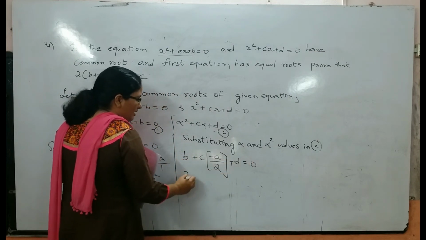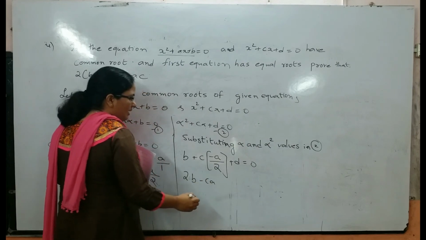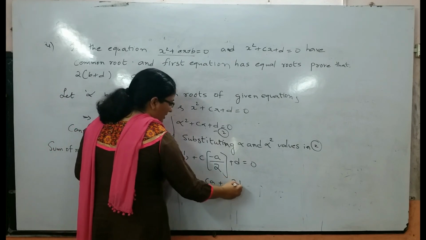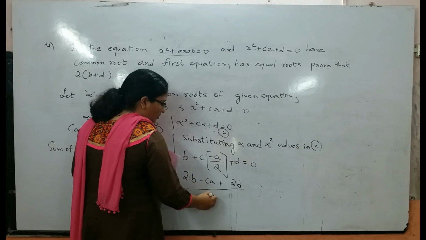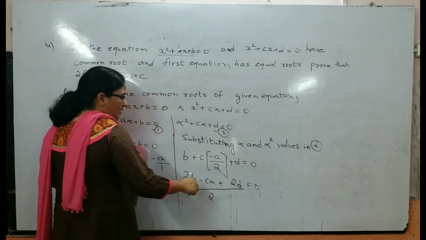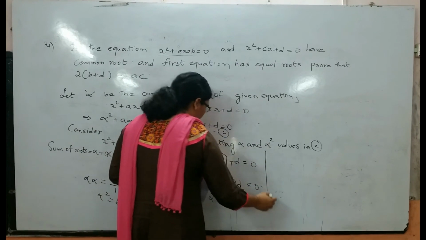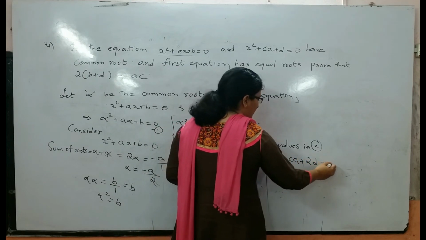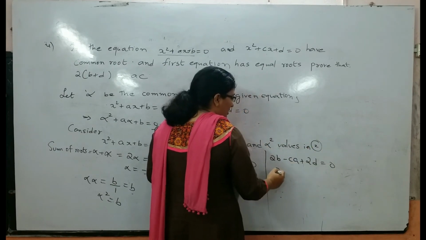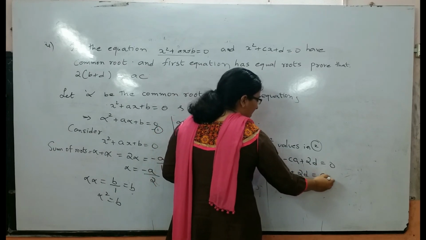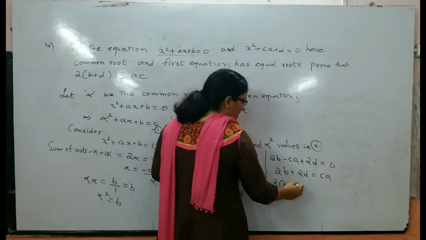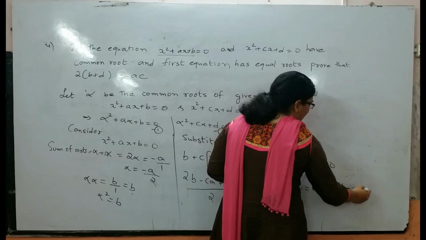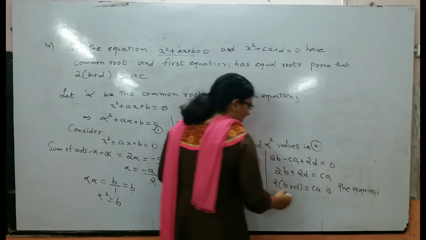So here you have 2b minus ca plus 2d by 2 is equal to 0. Take this 2 up, you have 2b minus ca plus 2d is equal to 0. Take this minus ca that side. 2b plus 2d is equal to ca. 2 into b plus d is equal to ca is the required condition.